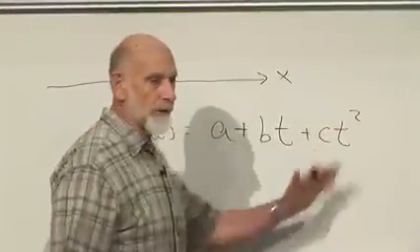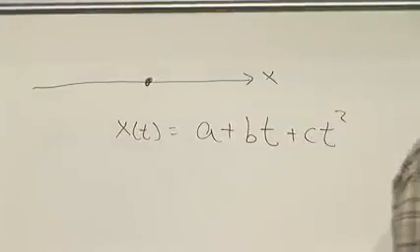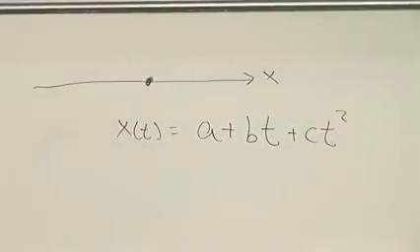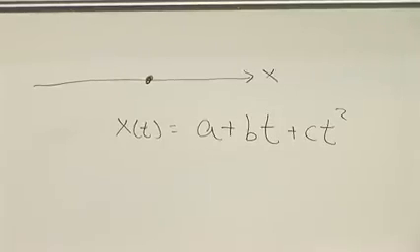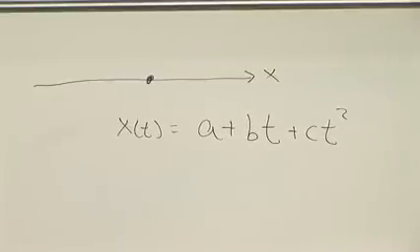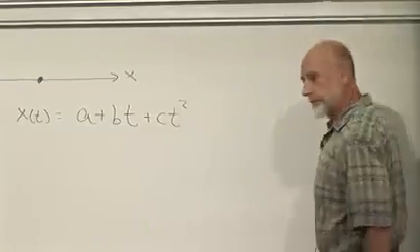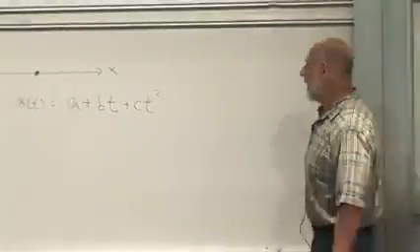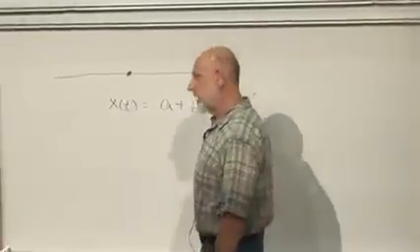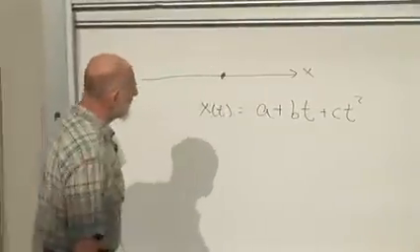Now, there's nothing to prevent us from going on, but let's suppose that is the formula which tells us where the particle is at any given time. In particular, at the start, let's take the start to be at t equals 0. At t equals 0, the particle is at a. Okay. Let's calculate the velocity and the acceleration. You all know how to do this.